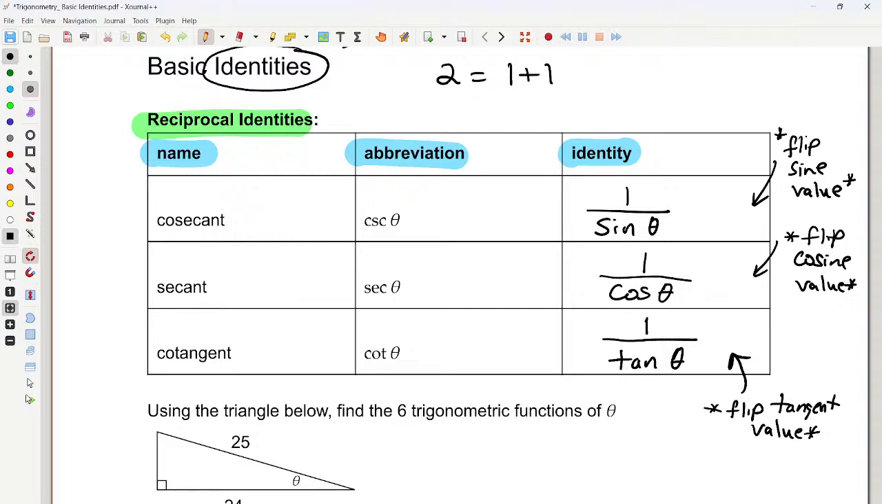Here's a little helpful shortcut. Sine starts with S. Its reciprocal starts with C. Cosine starts with C. Its reciprocal starts with S. You don't need a shortcut for remembering this one, right? Just kind of things to recognize.